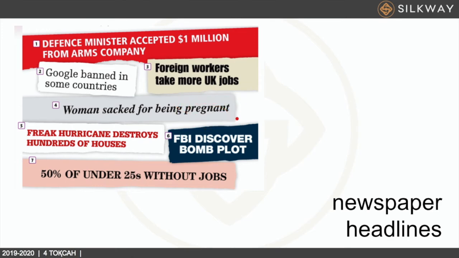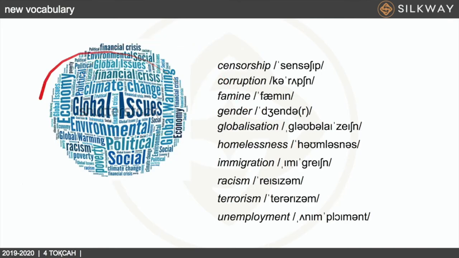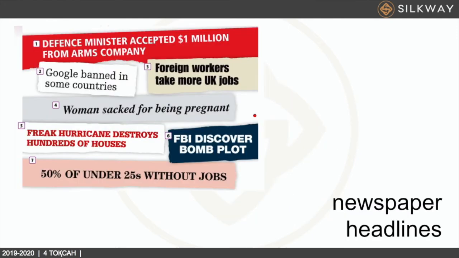Pregnant is в положении, women в положении. Sack means уволить с работы. So the woman was kicked out of her job for being pregnant. So what is it? Which global issue is this? This is more probably something related to gender. So women, gender inequality, maybe, yes. So you need to write there the suitable noun that describes this newspaper headline.